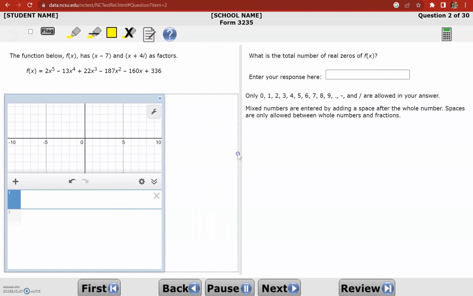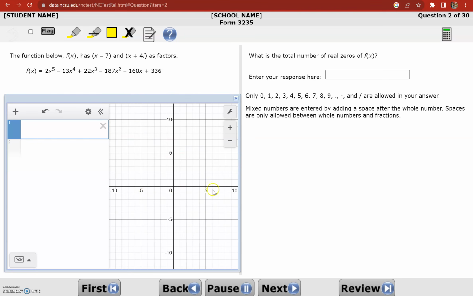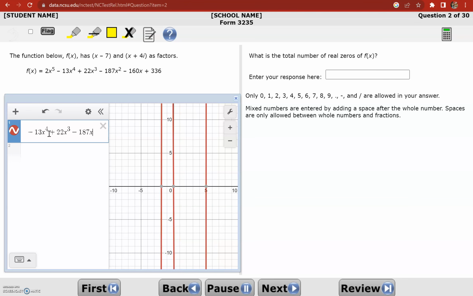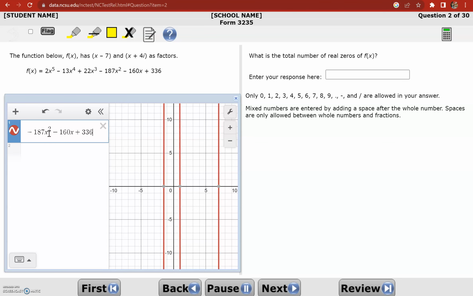So first handy tip is when you're taking the EOC, you need to expand the calculator window if you want it to look like what you're used to when you use Desmos online. Now I need to type this function f of x, and now it says what is the total number of real zeros. So there's 1, 2, 3 real zeros.